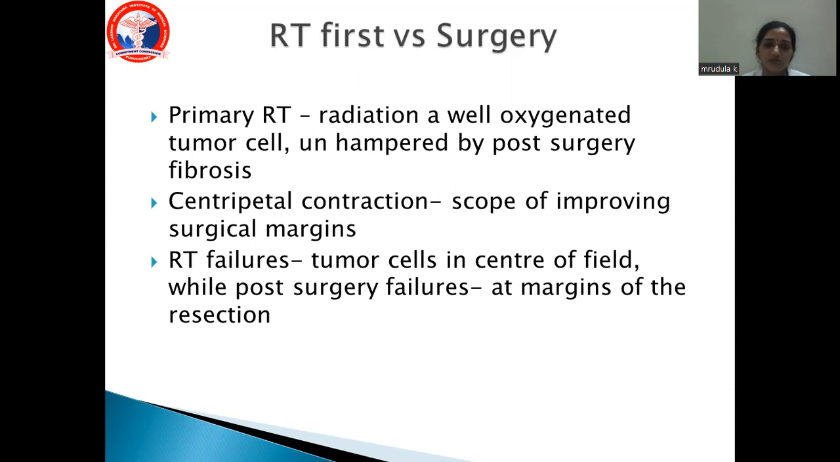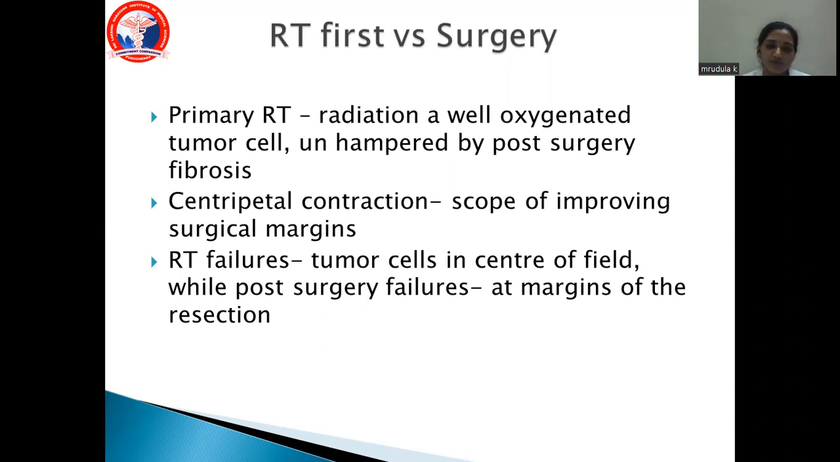So what are the advantages? Primary radiotherapy acts on well-oxygenated tumor cells, so it is unhampered by post-surgery fibrosis. So there is a higher response we can expect. And with centripetal contraction, there is scope of improving the surgical margin. The size of the tumor shrinks.